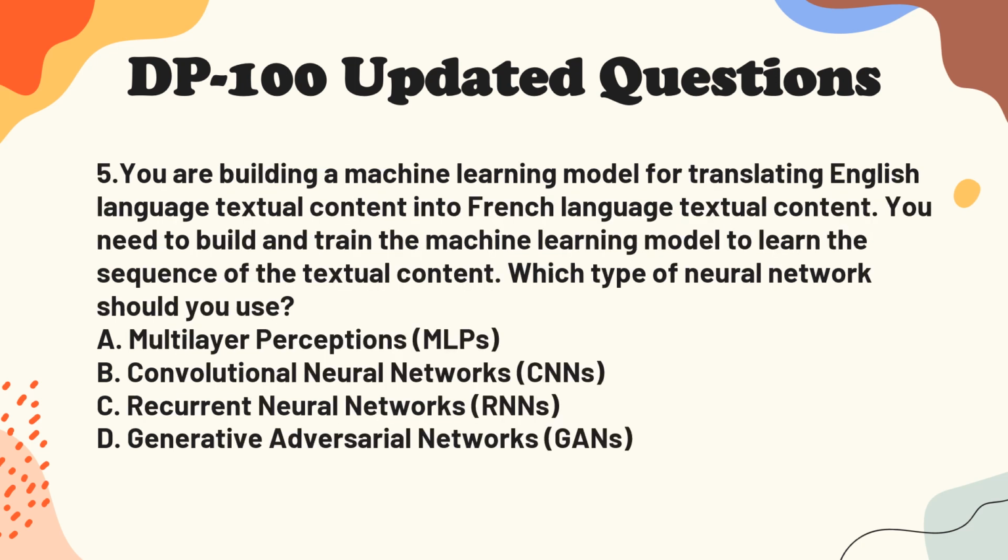5. You are building a machine learning model for translating English language textual content into French language textual content. You need to build and train the machine learning model to learn the sequence of the textual content. Which type of neural network should you use? A. Multilayer Perceptrons, MLPs. B. Convolutional Neural Networks, CNNs. C. Recurrent Neural Networks, RNNs. D. Generative Adversarial Networks, GANs.